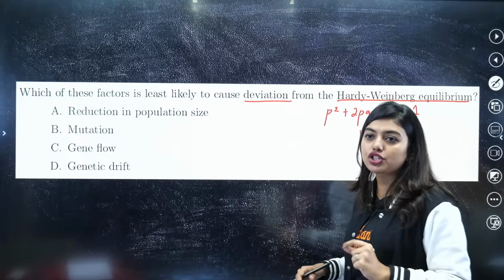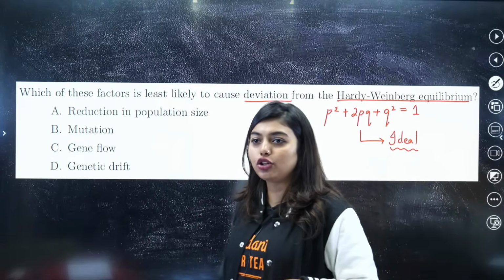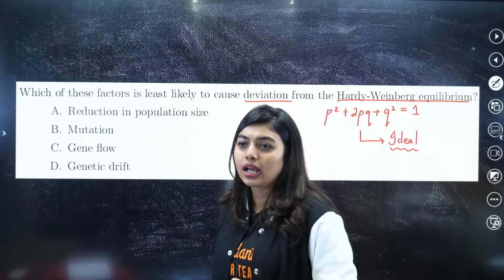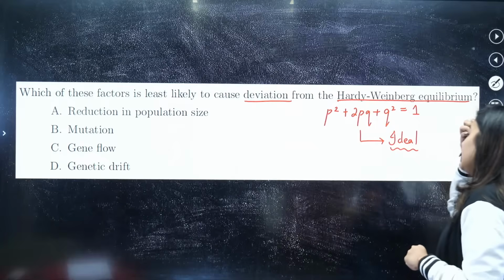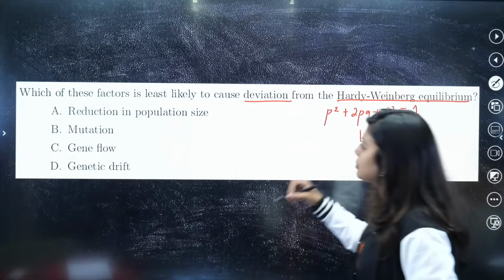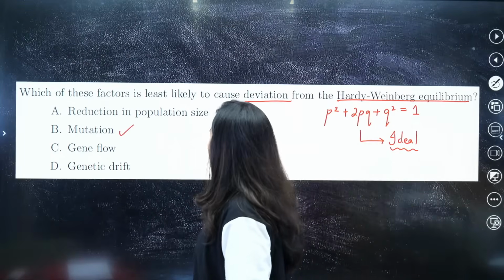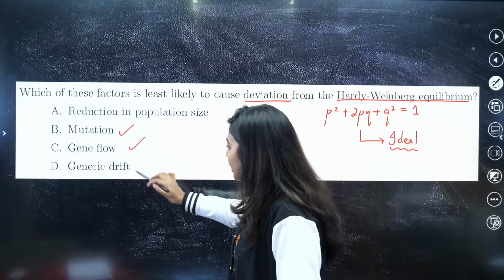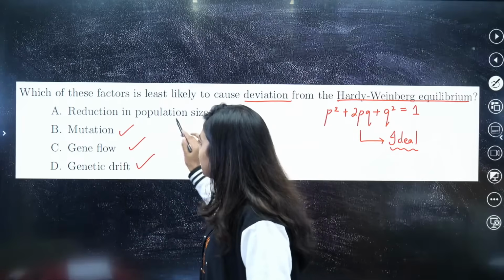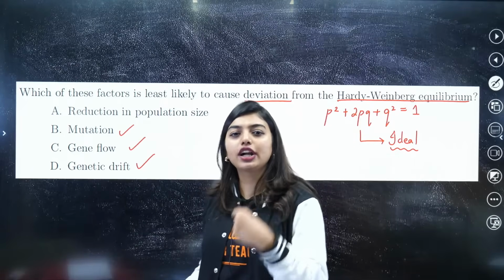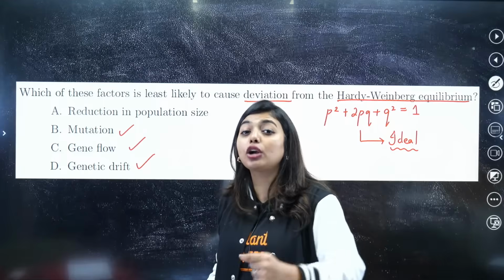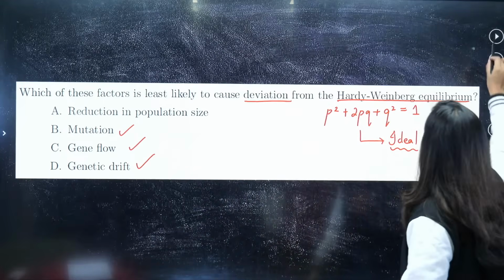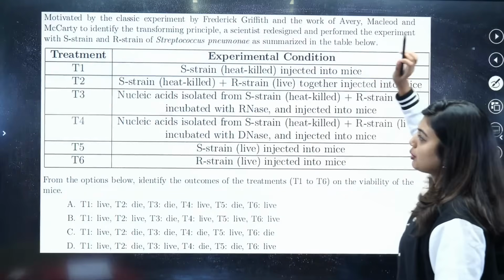So according to this, what's your answer? Yes, very good, Ruchir. Please tell me what's the answer. Can you try? Here I am telling you, if mutation happens, it will definitely cause a big deviation to Hardy-Weinberg. Gene flow will make a difference, genetic drift too. A small reduction in population size will not make a big deviation in the Hardy-Weinberg principle. So the answer is going to be A.